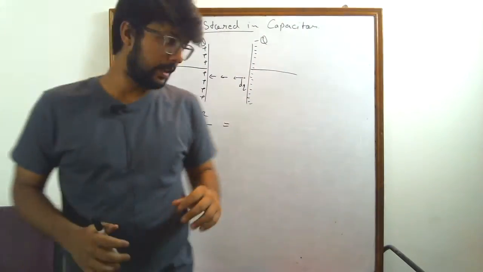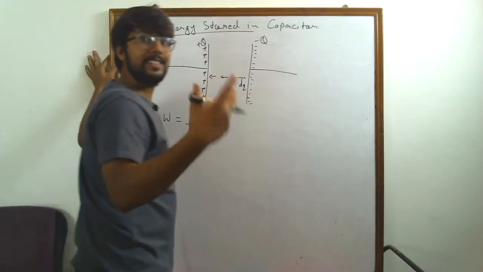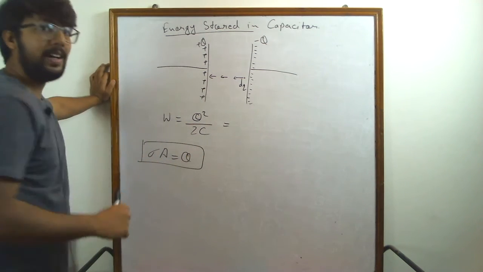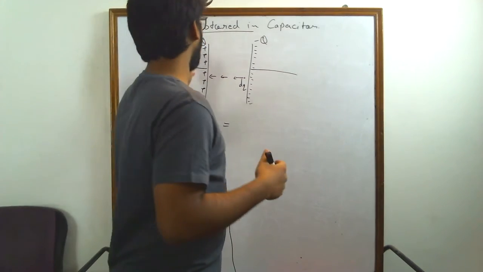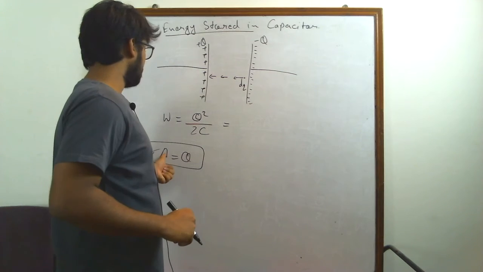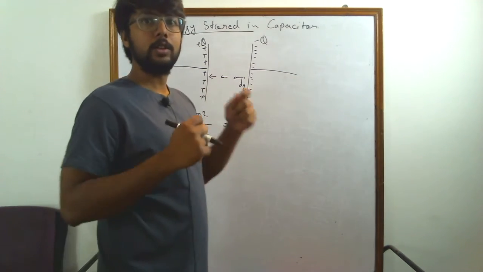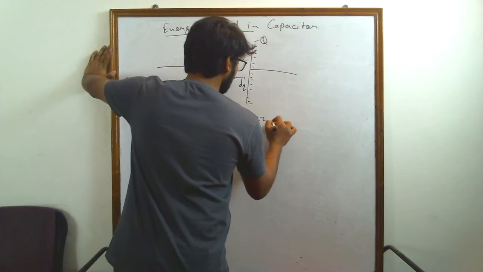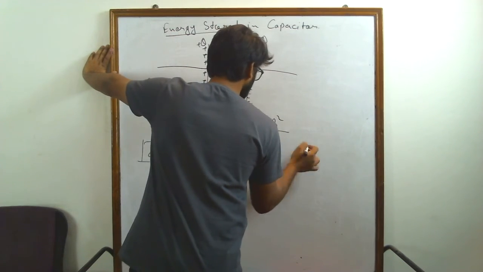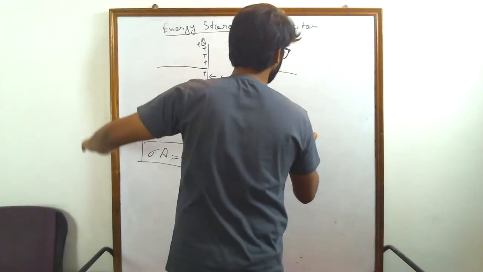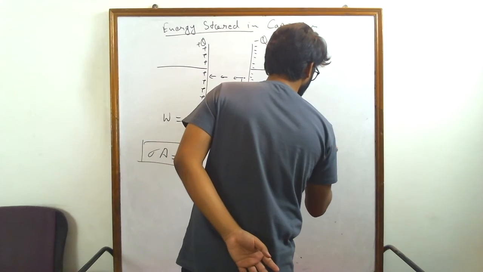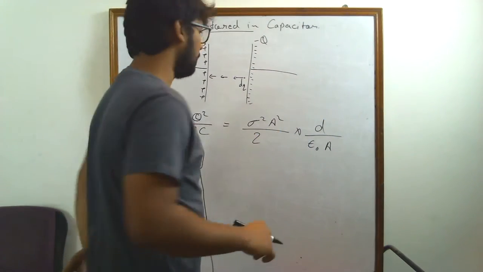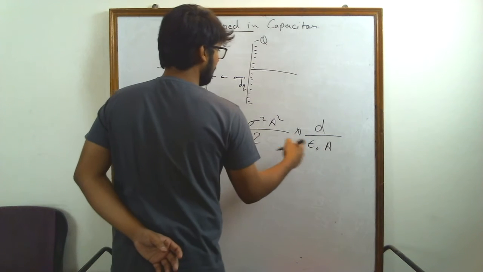Let U, Q square upon 2C, I will write it in the sigma form. What is sigma? Sigma into A is equal to Q. Why? Because sigma is surface charge density, that is the charge on unit surface area. So when I multiply it with the total area of the plate, I get the Q, or the total charge. So now I'm going to write it in that form. So Q becomes sigma square into A square upon 2C, and for a parallel plate capacitor, the capacitance is essentially epsilon naught into A upon D. So I'm writing it in this way.